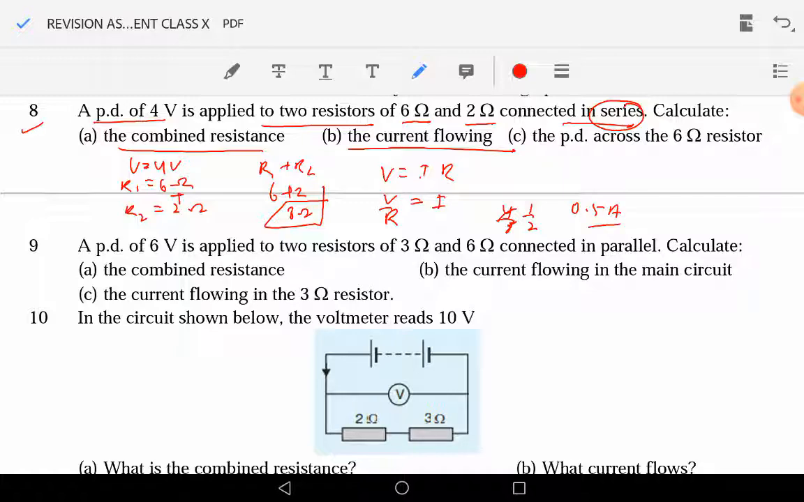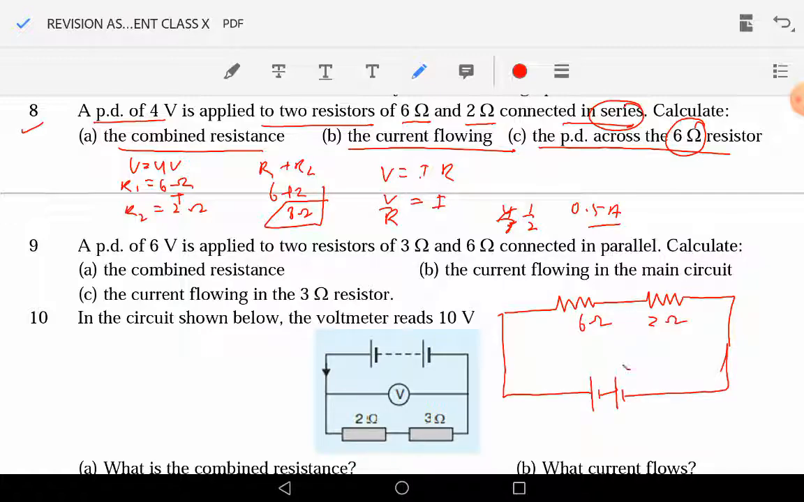So we have found this also, and then we have to find out the potential difference across the 6 ohm resistor. Now let us try to understand: this is resistor 1 of 6 ohm, this is 2 ohm, and this is the potential difference of 4 volt that is applied. In a series combination, the potential difference is different across each resistor. The current will be the same that we have found, 0.5 ampere everywhere.